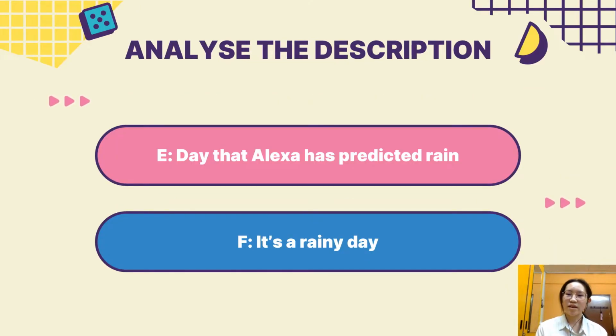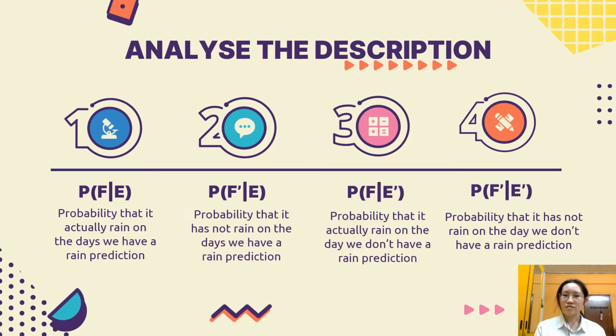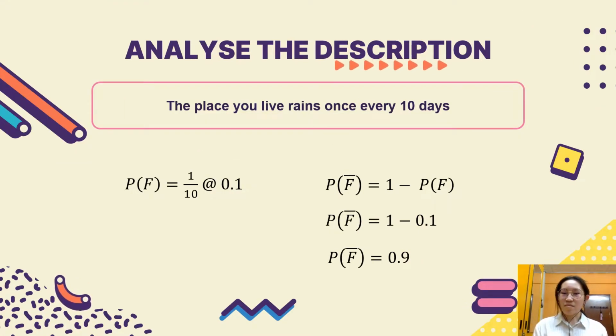So let E be the day Alexa has predicted rain and let F be the day it actually rained. In this case, we should calculate the probability of 4 scenarios, which are the probability of it actually raining on the days we have a rain prediction, the probability of it not having rained on the days we have a rain prediction, the probability of it actually raining on the days we don't have a rain prediction, and the probability of it not having rained on the days we don't have a rain prediction. Let us examine the question.